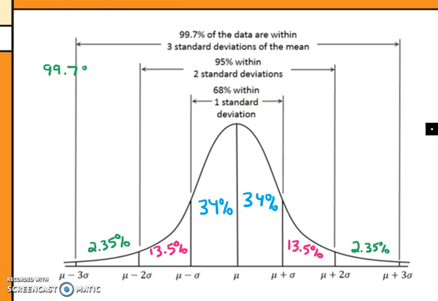Well, if all the data represents 100% of the test scores, but 99.7% of that falls within 3 standard deviations of the mean, the only stuff we don't have accounted for is the other 0.3%, so almost nobody, right? Let me pick a new color.